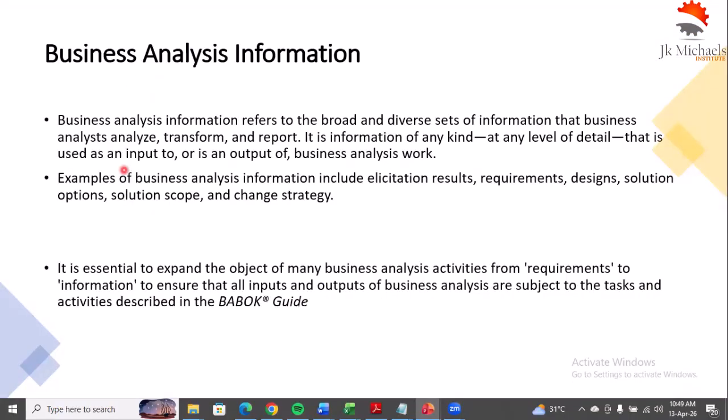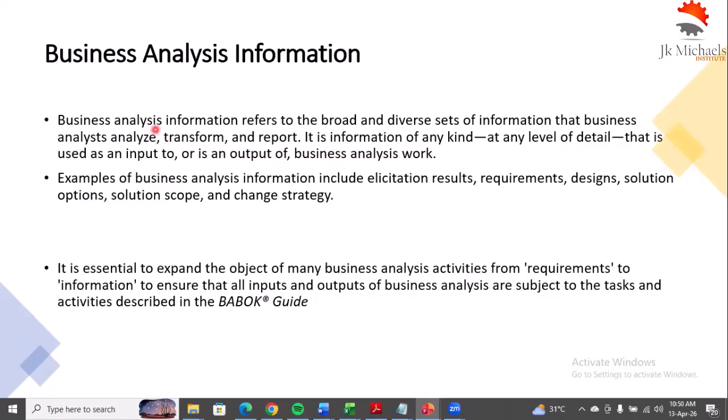First, it's business analysis information. As a part of their job, a business analyst would deal with a whole lot of information. It's a broad and diverse set of information. You analyze, you transform, you communicate and report this information. Now, information of any kind and at any level that a business analyst uses as an input or as an output of their work is what we call business analysis information, right?